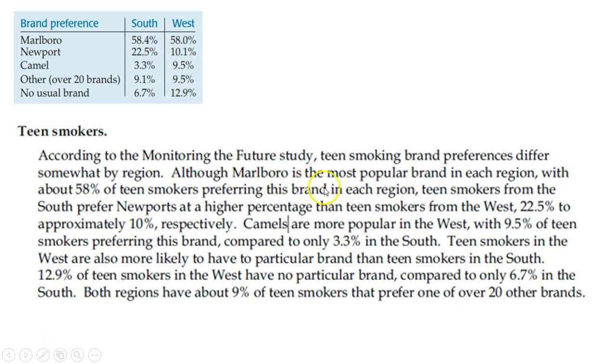But it says, although Marlboro is the most popular brand in each region, with about 58% of teen smokers preferring this brand in each region, teen smokers from the South prefer Newports in a higher percentage, right? 22% to approximately 10. Camels are more preferred in the West as well, all right, with 9.5% of teens preferring this brand, compared to only 3.3%. Teen smokers in the West are also more likely to have a particular brand that the smokers in the South don't use. So this is saying that there might be other brands in the West that the teen smokers in the South don't use. Both regions have about 9%.